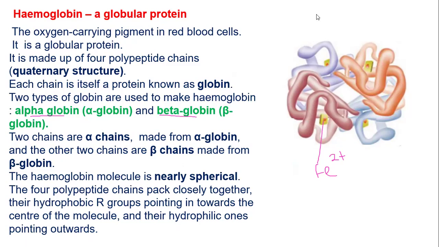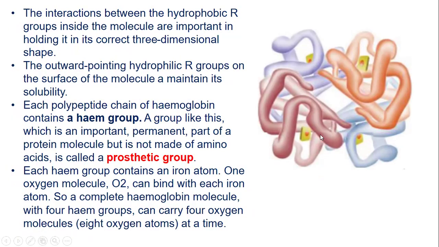So this hemoglobin molecule, we have seen each polypeptide has an iron group or a heme group. And the role of hemoglobin is to carry oxygen. So when oxygen is to be carried, it is carried by the heme group. Each heme group combines with 1 molecule of oxygen. That means that 1 hemoglobin molecule is able to carry 4 oxygen molecules, or 8 oxygen atoms.